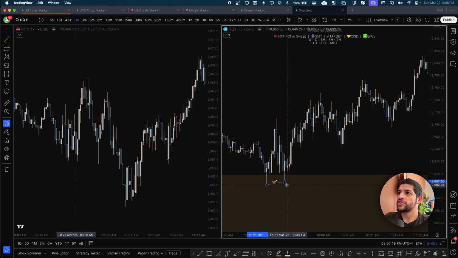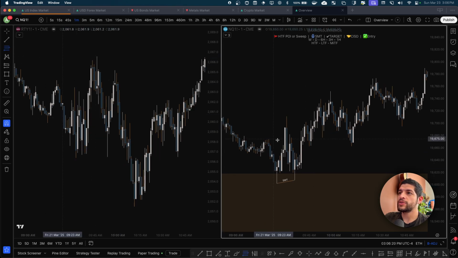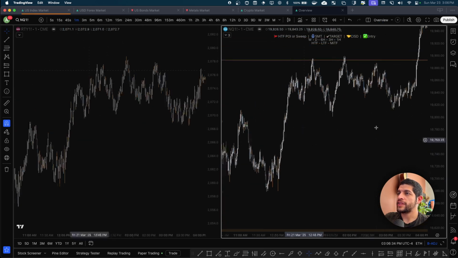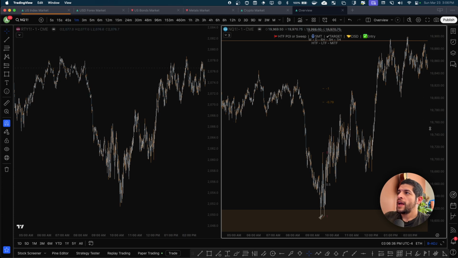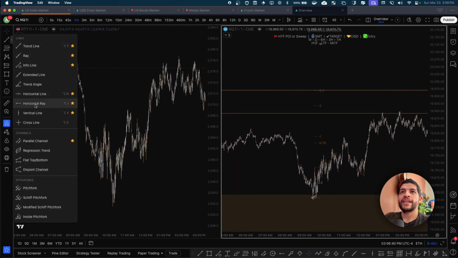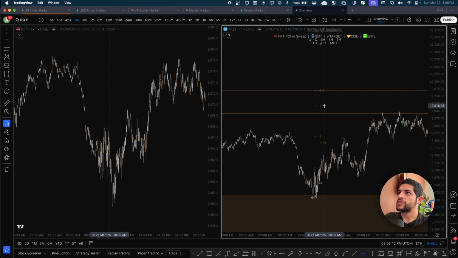Right? So what we're going to do is take our fib tool, with the settings that I gave you. We're going to measure not this point, but the manipulation leg from the swing low in this case to the swing high, right? And that's going to give us our standard deviation targets. I'm always looking at -2 to -2.5. Anything around there is my first target.